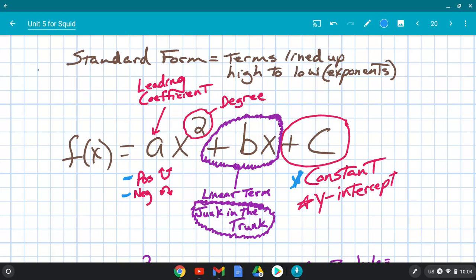This in the middle that's surrounded in purple is our linear term. Why is it the linear term? Because it's to the first degree. I affectionately call it the junk in the trunk because it really makes it difficult to graph. And that's what we're going to learn today.